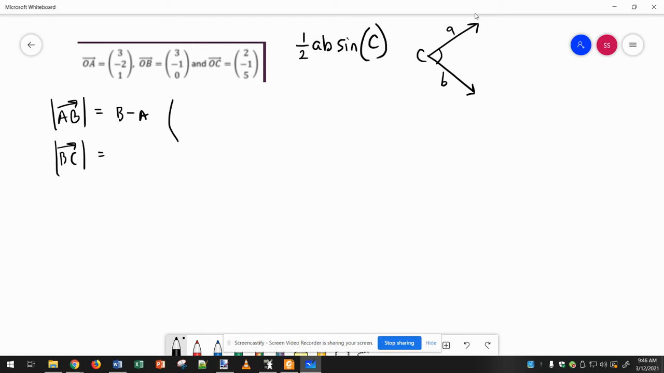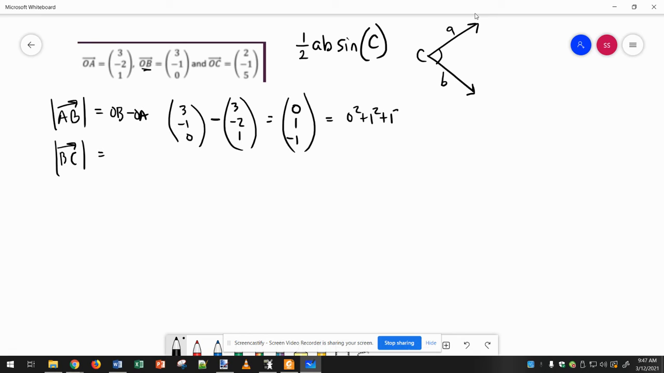So the vector OB minus OA is 3, -1, 0, and then I'm going to subtract OA, which is 3, -2, 1. So 3 minus 3 is 0. -1 minus -2 is -1 plus 2. And then 0 minus 1 is -1. Okay, so then we do the magnitude of that, and we get 0 squared plus 1 squared plus -1 squared, same thing as 1 squared, and we get square root of 2. So this side of our triangle is square root 2.